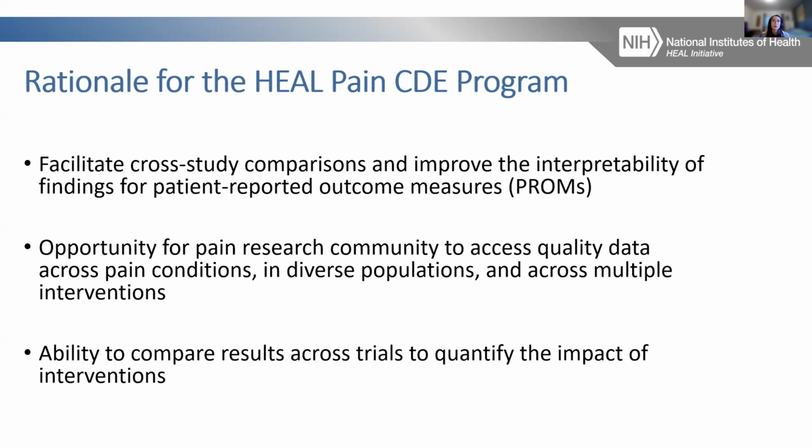The core outcome sets were also developed to assess all pain conditions within the NIH HEAL initiative. And this was done because there was an opportunity for the pain research community to access quality data across pain conditions in diverse populations and across multiple interventions. The ability to compare results across trials was also important, and to be able to quantify the impact of interventions.